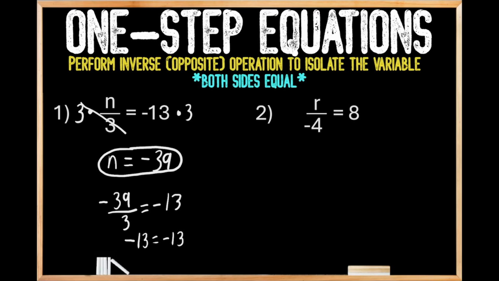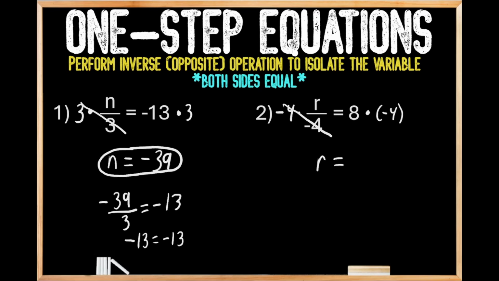So on the left-hand side of this problem, we're going to be multiplying by negative 4, and we need to keep both sides equal. So we're also going to be multiplying the right-hand side of our equation by negative 4 as well. Starting out with the left-hand side here, multiplying by negative 4 and dividing by negative 4 cancel each other out. So now our variable r is isolated.